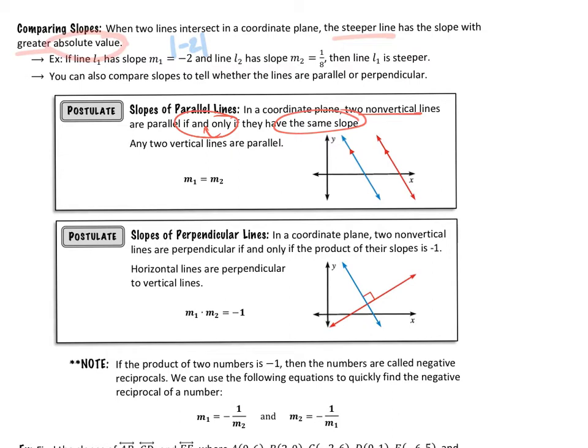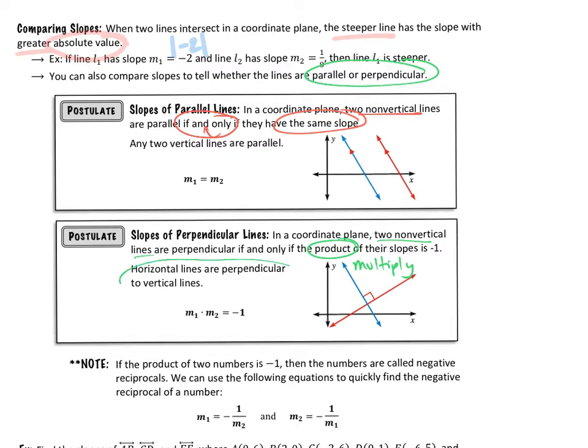We can also compare slopes to tell whether lines are perpendicular. If I have two non-vertical lines, and the product, which means I multiply their slopes together, comes out to be -1, then I have perpendicular lines.